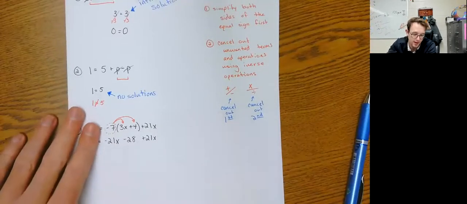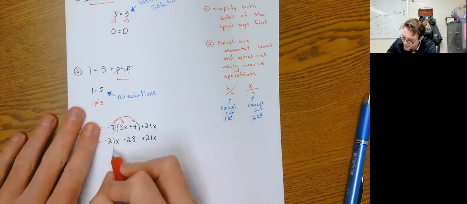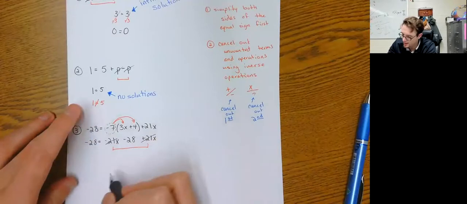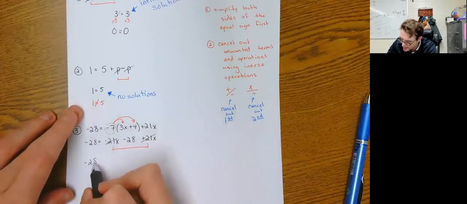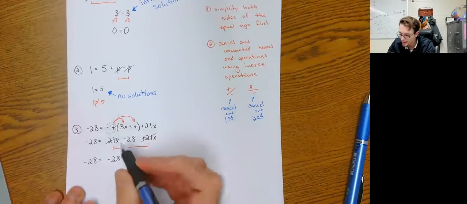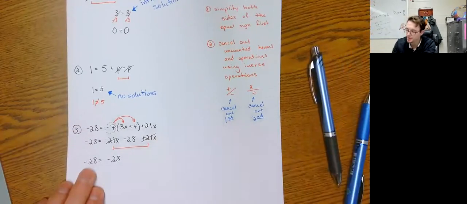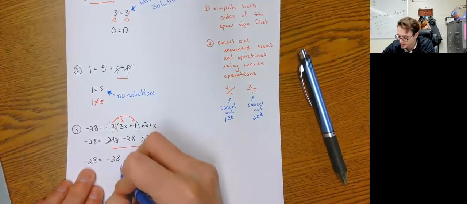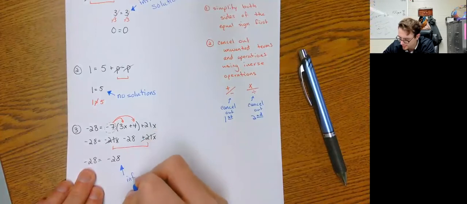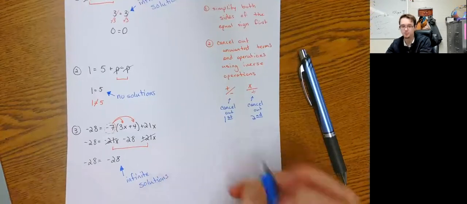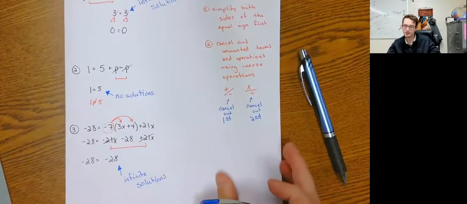Still not simplified. I need to now combine like terms. Cancels out, cancels out. I'm left with -28 on this side. Oh, equals -28. I can stop there. The same number equals the same number. Does -28 equal -28? Yes, it does. So that is infinite solutions. All right, perfect. Got 3 more examples.